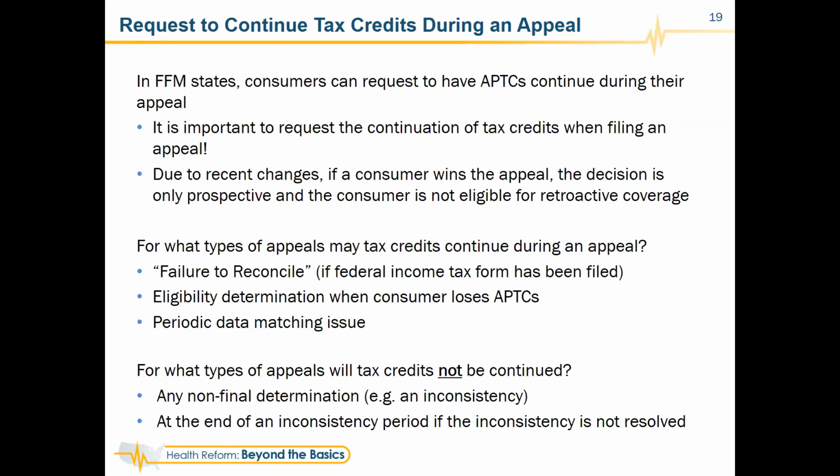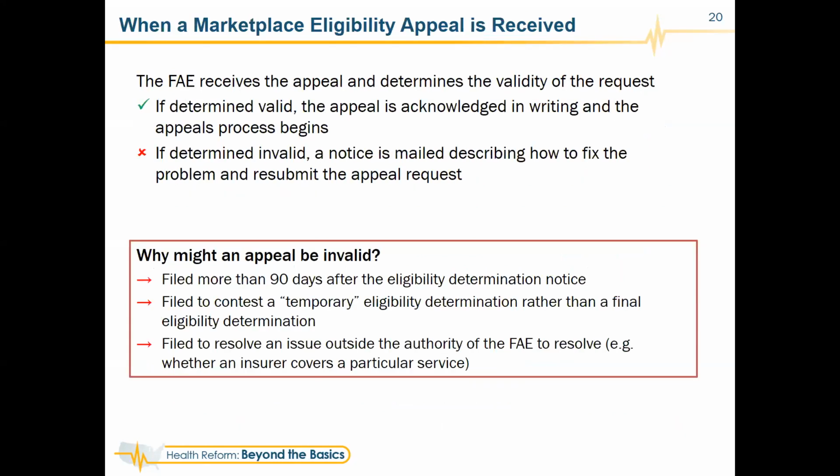There are a couple situations when tax credits will not be continued. So again, if there's any non-final determination, because this isn't eligible for appeal, or at the end of an inconsistency period, if the inconsistency is not resolved. So again, it's important to know that many consumers will be able to request that their tax credits continue during an appeal, and it's important to do that up front, but there are some situations where that's not available under the current policies.